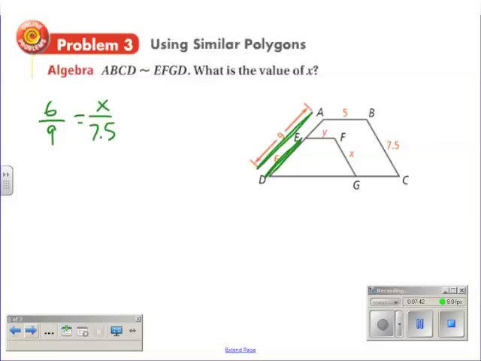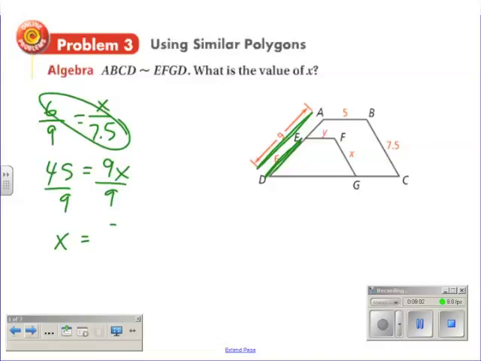We've solved proportions in algebra. We've used cross multiplication here. So we'll just do a quick 6 times 7.5, which will give us 45. That's going to equal 9x. Now to solve for x, we divide both sides by 9. And we're given x equals 5.